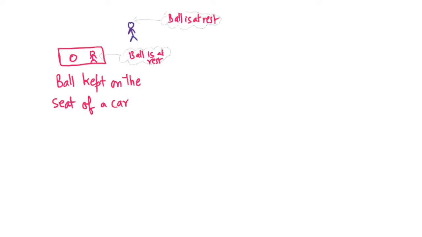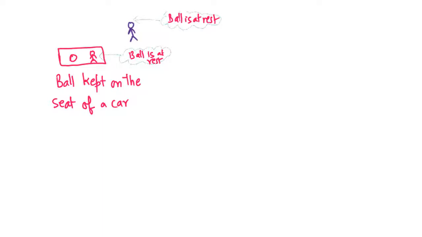In this video, we will see an example of relative velocity, in which we will see how two different observers observe the same object when they are in different frames of reference. So here we have a situation where a ball is kept on the seat of a car and it is at rest. We are taking two observers, one inside the car and one outside the car.